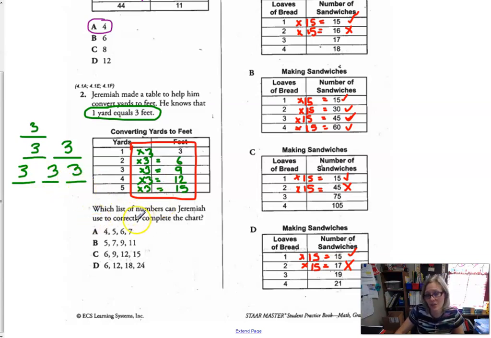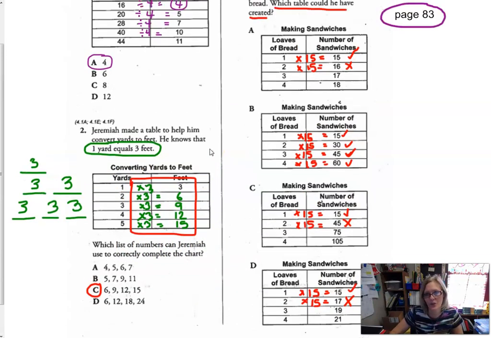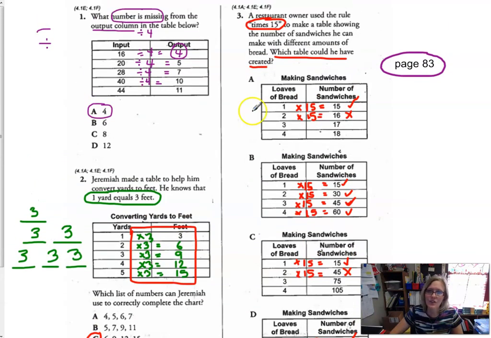So which numbers can Jeremy use correctly to complete the chart? Well, if I look, there's only one thing that matches exactly, and we needed the 6, 9, 12, 15. Okay, that one wasn't too terribly hard, but what's important to know is that you worked the problem out, that you showed your work and what you were doing. Let's go over here to look at number 3, and it's going to be the last thing that we do today, so hopefully you've had a little bit of fun working on math today.